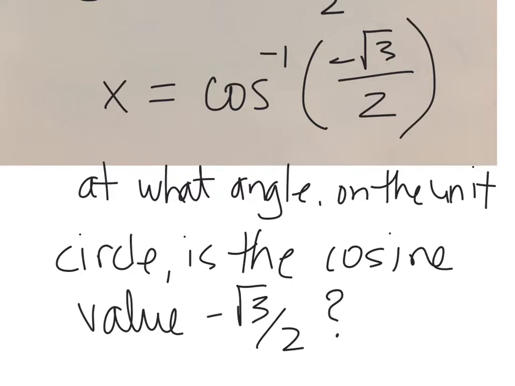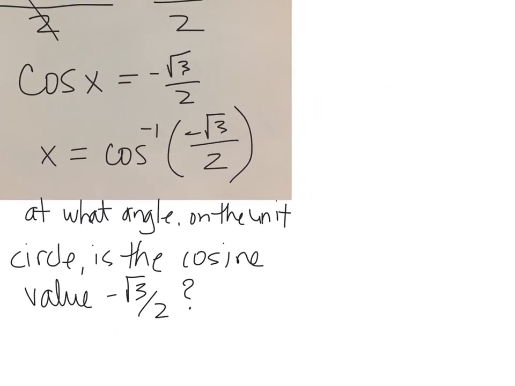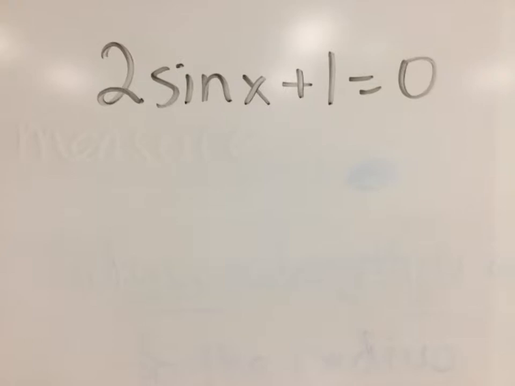So hopefully you know your unit circle really well, or all of the values. If not, maybe your chart helps. So those are the two places where the cosine value is negative root 3 over 2. That was, once again, 5 pi over 6 and 7 pi over 6, both places on the unit circle where the cosine is negative root 3 over 2. Okay, so let's do another one.